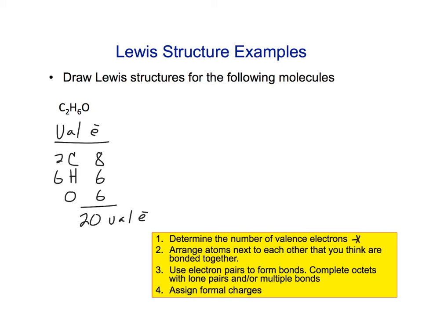All right, now step 2 here, I've rearranged those steps, is that we want to arrange the atoms next to each other in the order in which we think that they're going to be bonded. Okay? So we have 2 carbons and an oxygen, and those have to make the core portion of the molecule. So let's just attach them here.